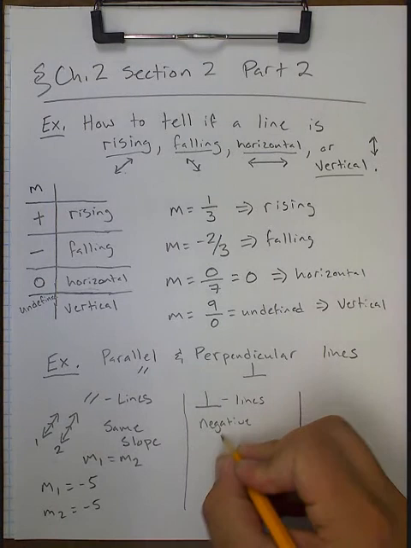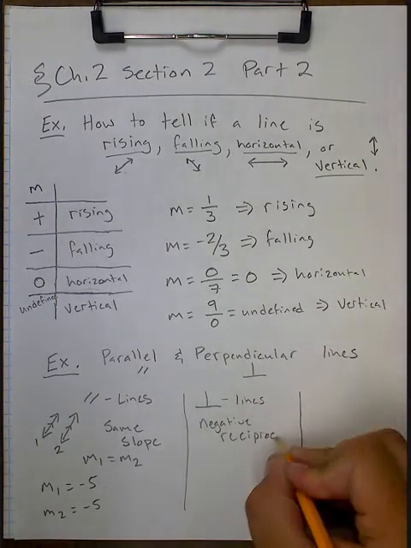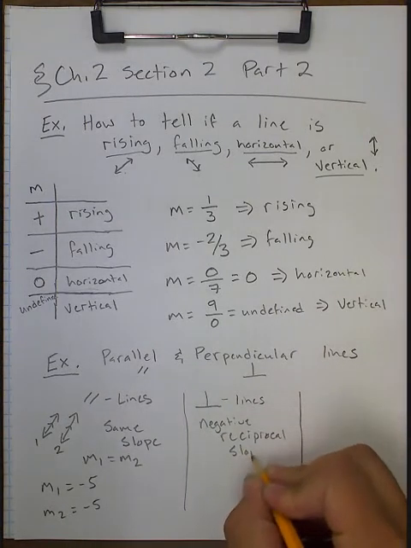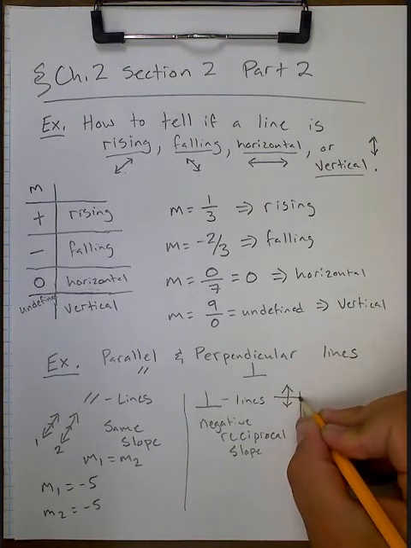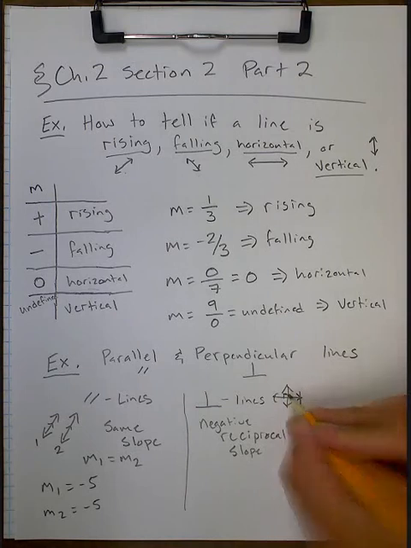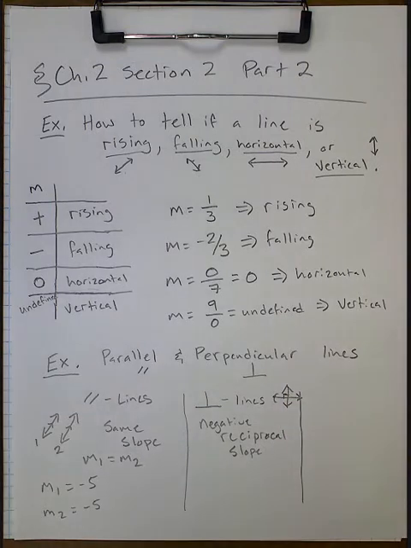Okay? Perpendicular lines have negative reciprocal slope, and perpendicular lines are lines that intersect at a 90-degree angle.